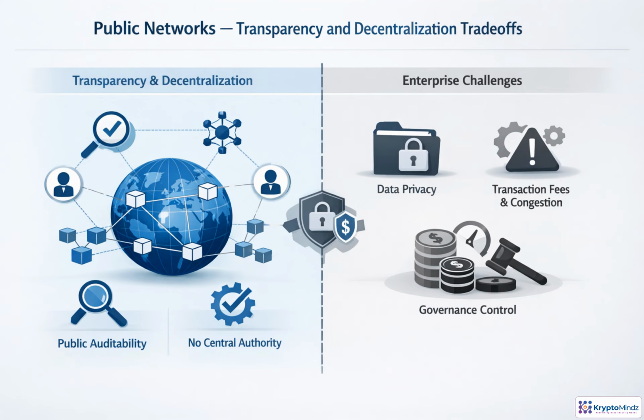Public networks are powerful because trust is distributed across many independent participants. Anyone can inspect activity, verify records, and reduce reliance on a single operator. The trade-off is that this openness may not fit every enterprise requirement. Some organizations need private data, predictable fees, controlled access, and clear governance authority. So the key question is not whether public networks are better, but whether their openness fits the business requirements and risk model.